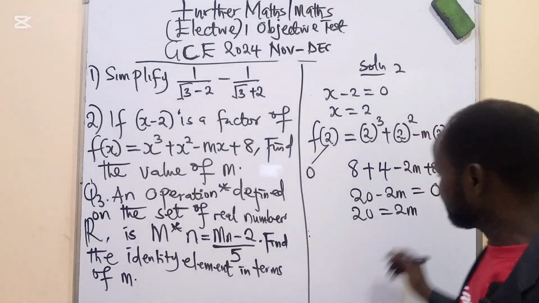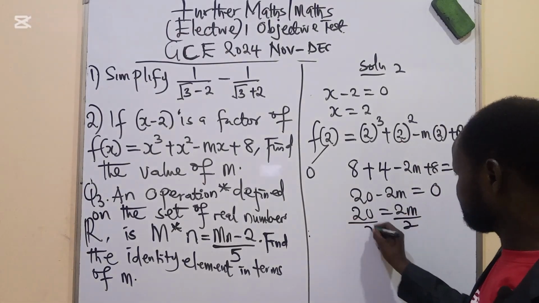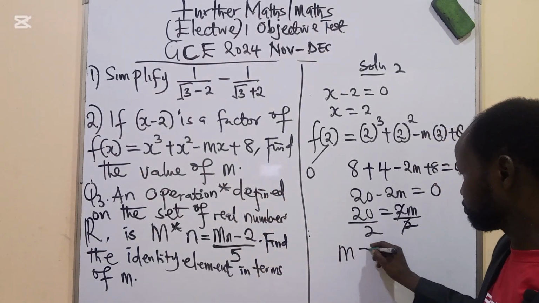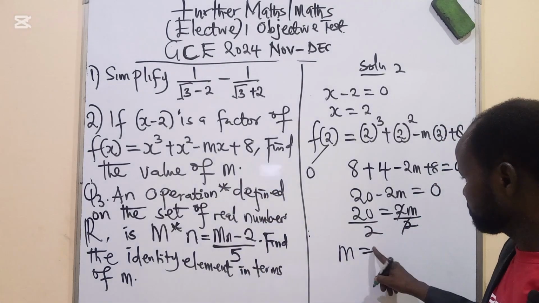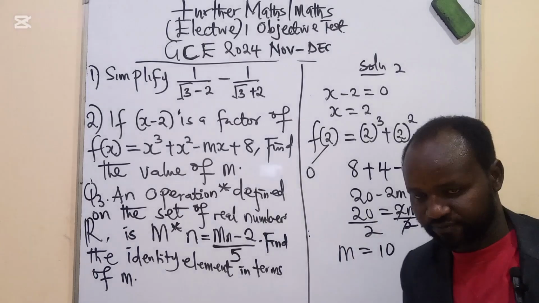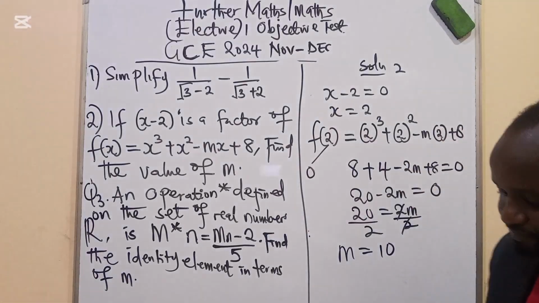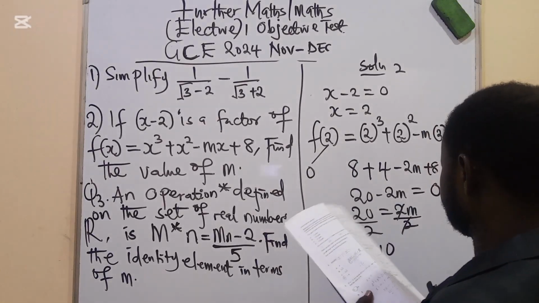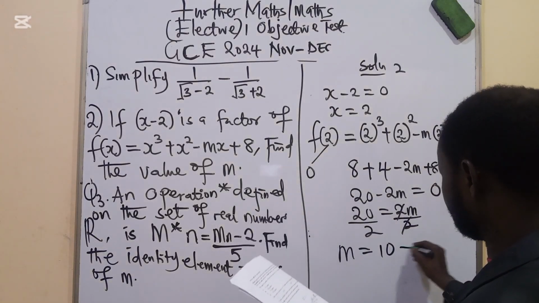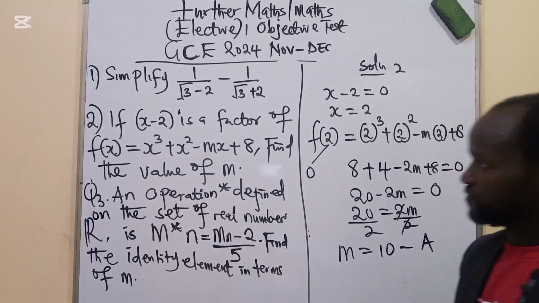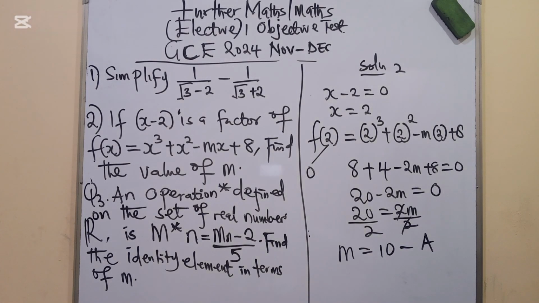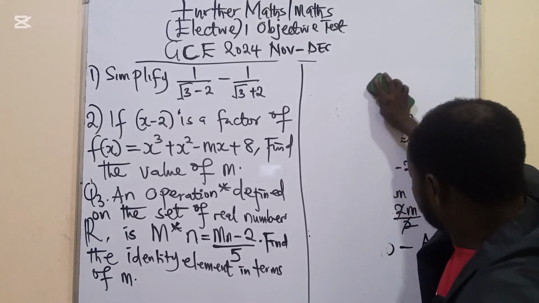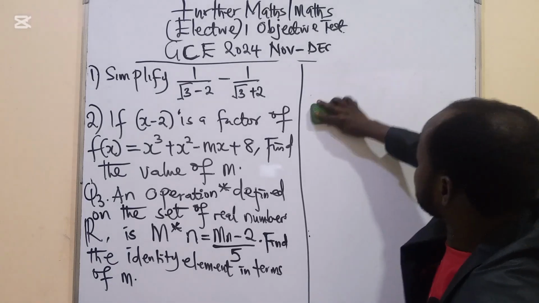Let's divide both sides by 2 to see what will be the value of m, because we're asked to find the value of m. M now will be equal to 20 divided by 2, which is 10. So the value of m is 10, which is option A. So the correct option is option A, that is 10. So this is the solution to question 2. Very important. Let's make progress and move to question 3.